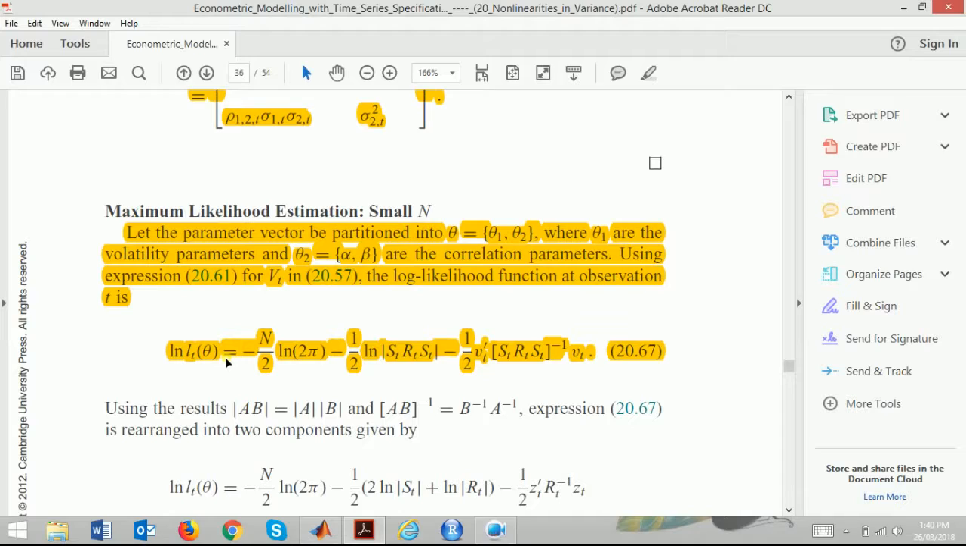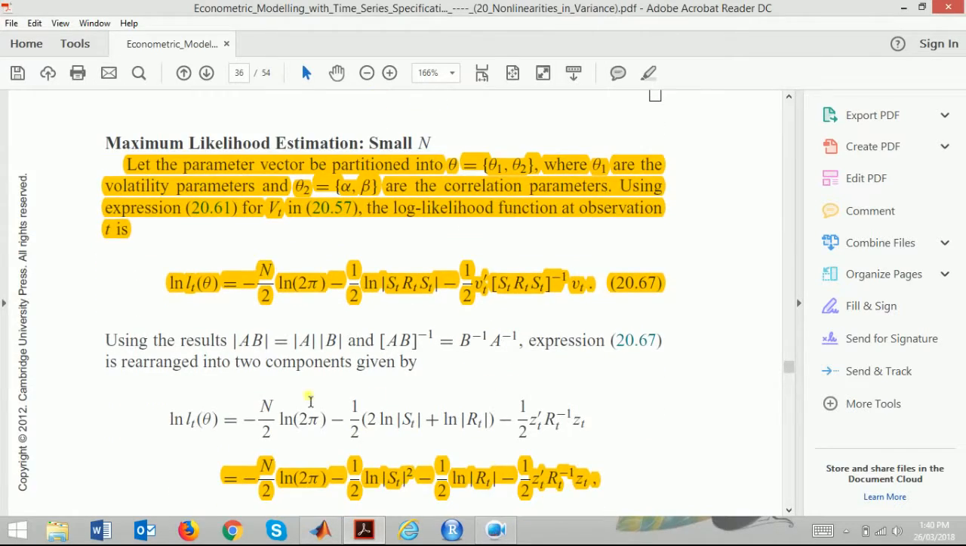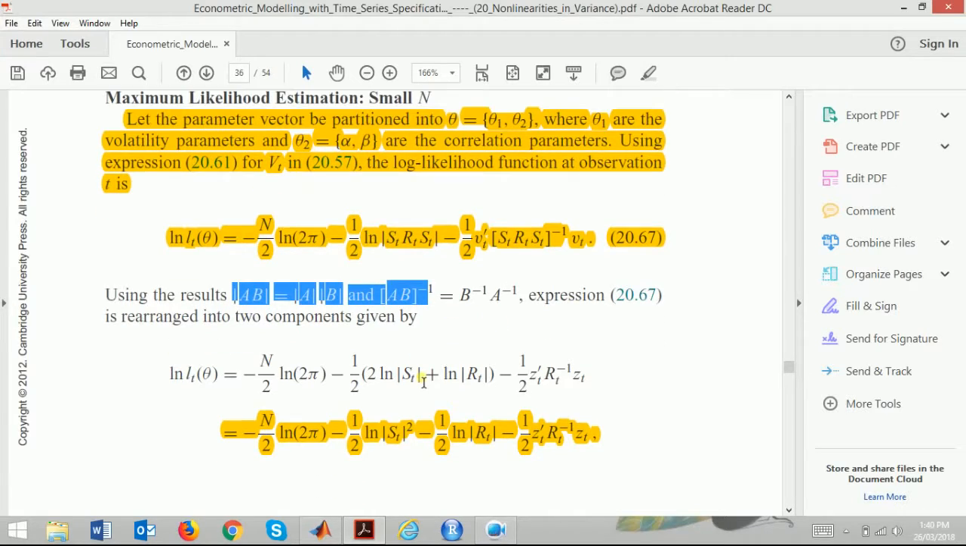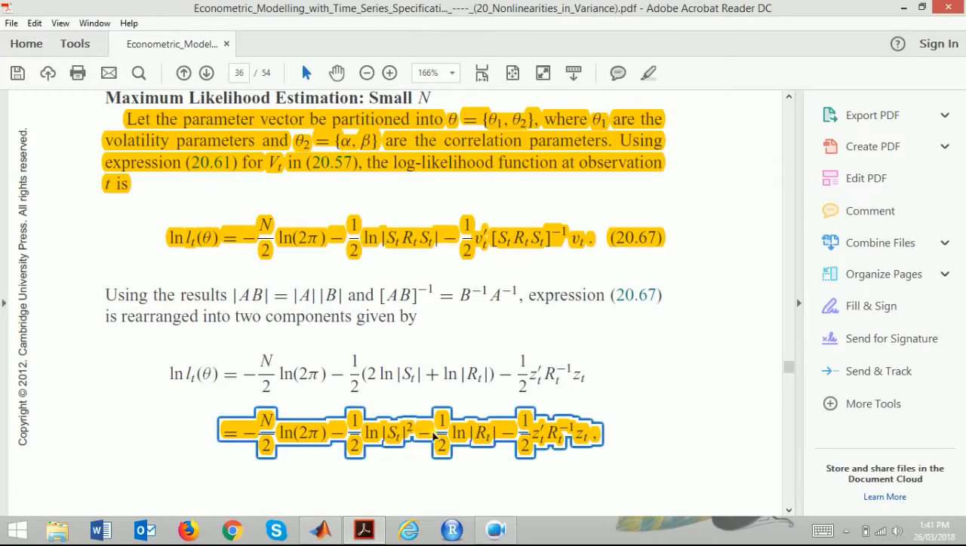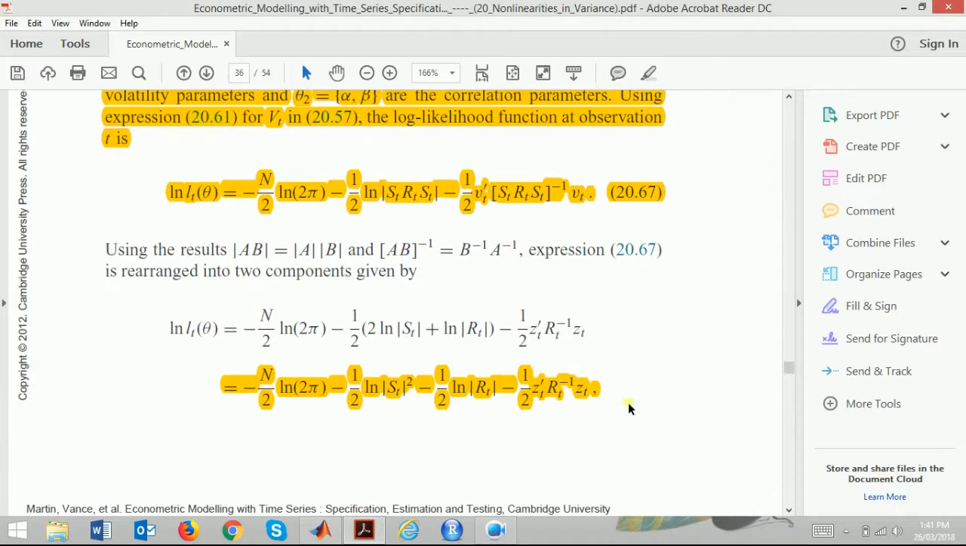For small n, maximum likelihood estimation, this is the maximum likelihood function: half log 2 pi, half log sigma squared, with S R S. Obviously the decomposition, I'm fine with that. (AB) inverse is B inverse, A inverse, so we can break it down more: half log 2 pi, half log S squared, half log R, half Z transpose R inverse Z.